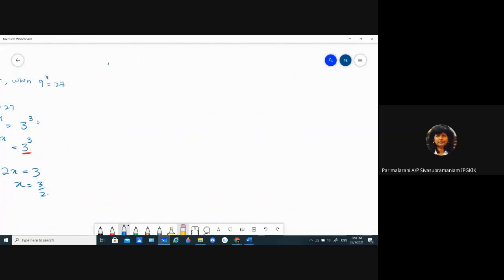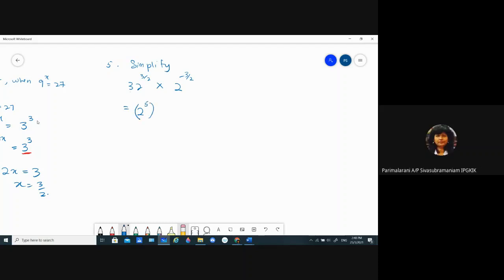Okay, question 5. Simplify 32 to the power of 3 over 2 times 2 to the power of negative 3 over 2. So what do we know now? We look for clues from the question. We can see this base is 32, this base is 2. Can we change 32 to base 2? Yes. 32 is 2 to the power of 5.